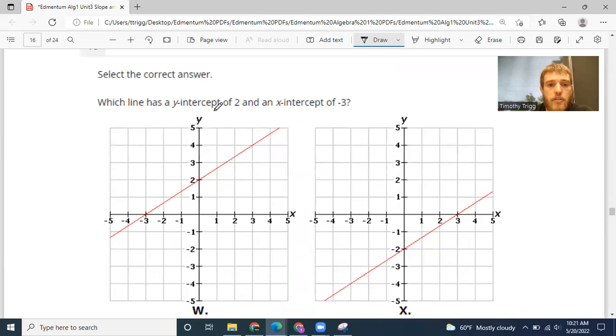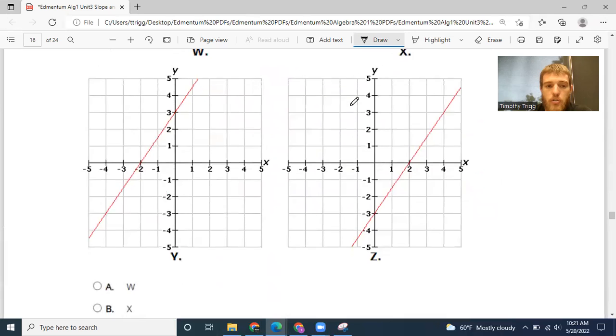Which line has a y-intercept of 2 and an x-intercept of -3? So y-intercept of 2, that means it crosses the y-axis at 2. And then an x-intercept of -3 means it crosses the x-axis at -3. Okay, figure out which of those graphs shows that.